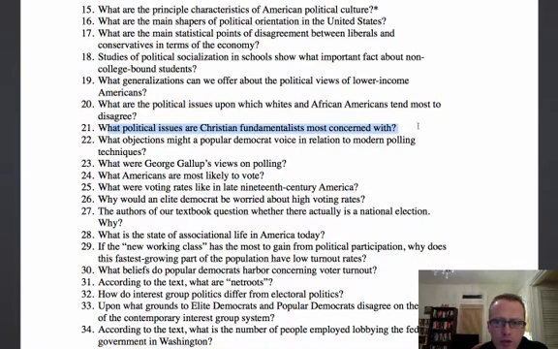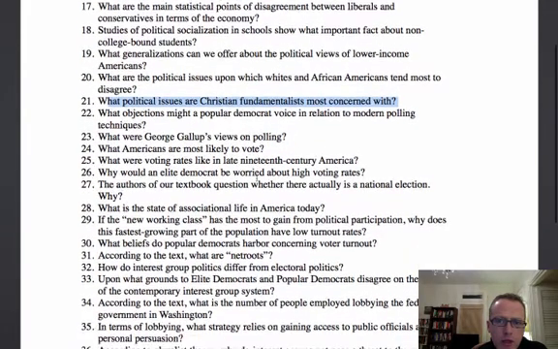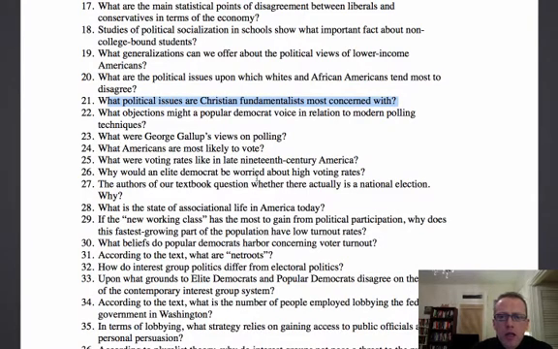What political issues are Christian fundamentalists most concerned with? They are very concerned with the way moral values seem to be becoming more relativistic in the country.